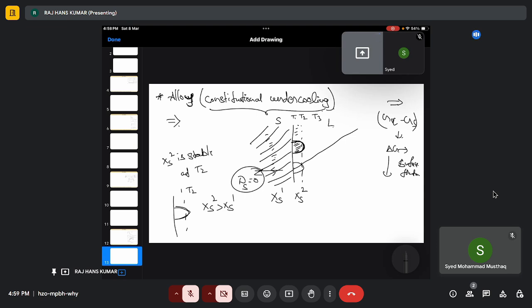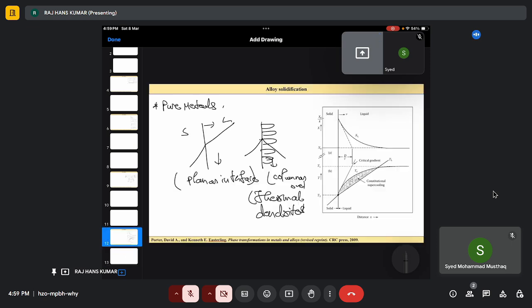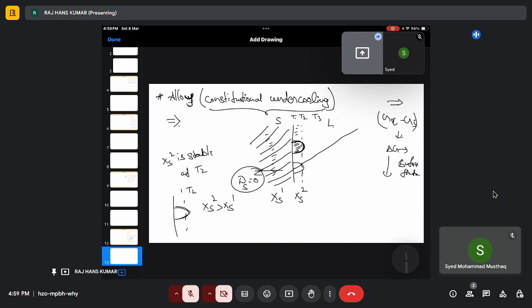The pure metals do not survive above melting temperature. But here is the case. So that's what we are seeing here. Here is the case where XS2 is stable at temperature T2. That means it can survive. So this protrusion will survive.